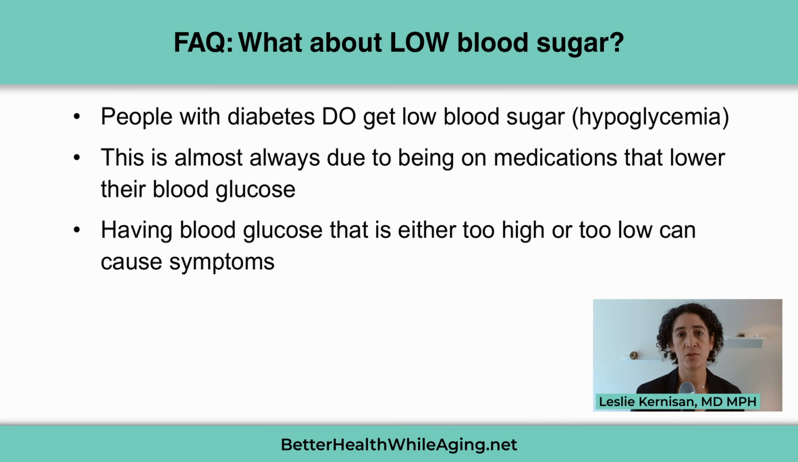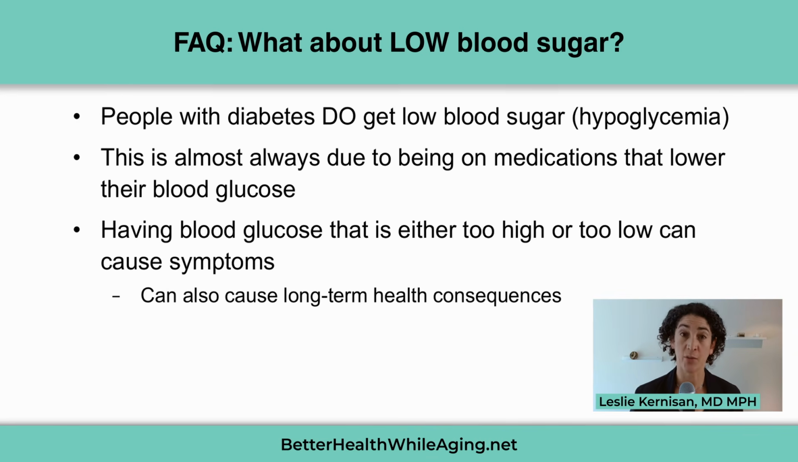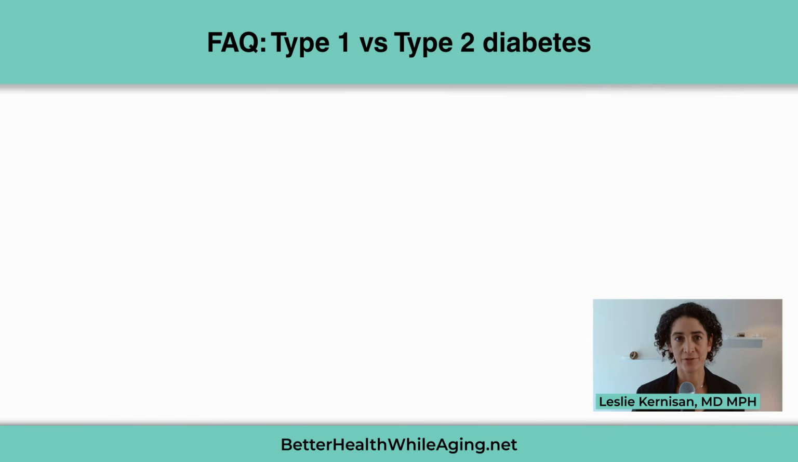Blood glucose that is too high or too low can cause symptoms or long-term health consequences. So we want to really try to help people keep their blood sugar within what's considered a safe range and an ideal range. So another frequently asked question is, what is the difference between type 1 and type 2 diabetes?